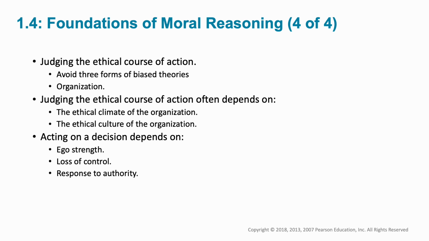So in judging an ethical course of action, we may be distorting our point of view by biased theories about what the world looks like or what it acts like, about how others behave and about ourselves. So our bias, those three forms of bias, are about the worldview, about others and individual people, and then about ourselves. And so we have to recognize when we may be engaged in biased points of view about all those three levels, and certainly about organizations and what their intentions are. Because at the end of the day, really, organizations' intentions are about the individuals and their intentions.